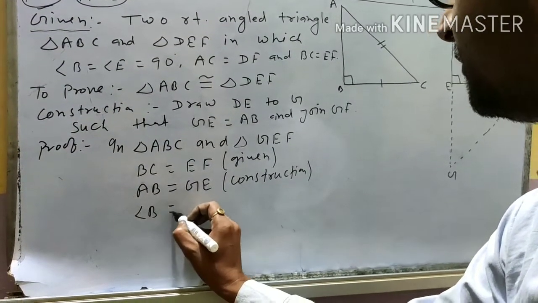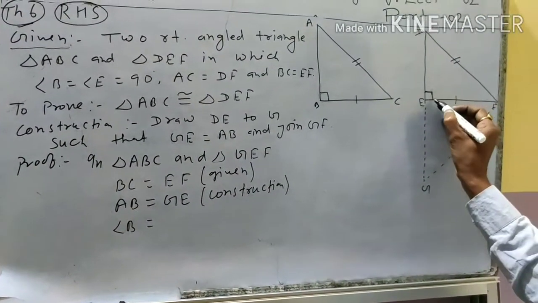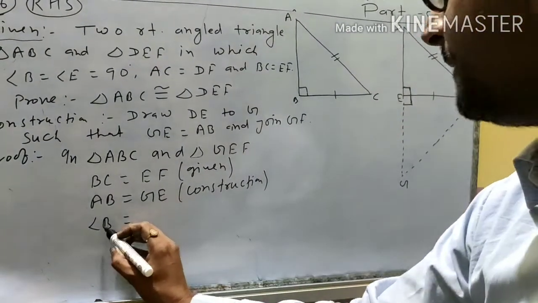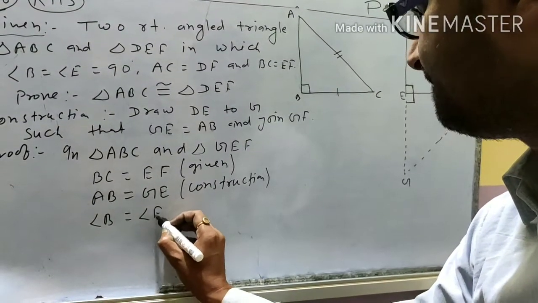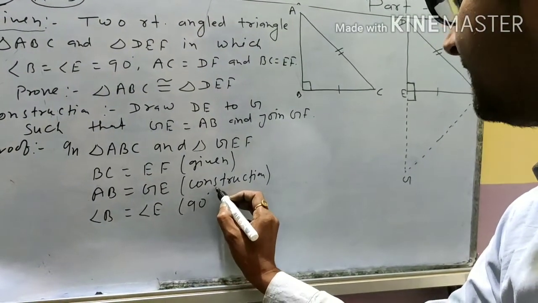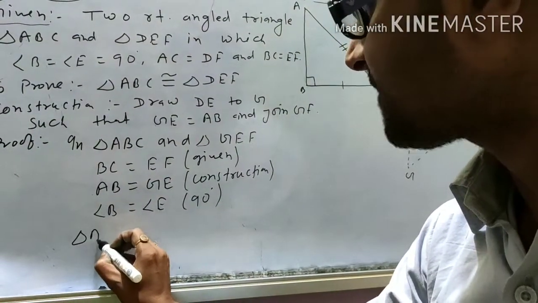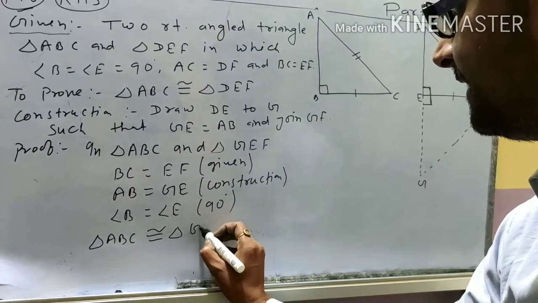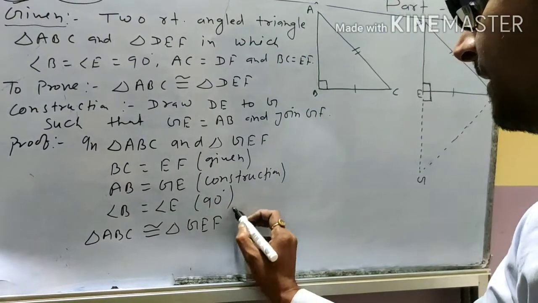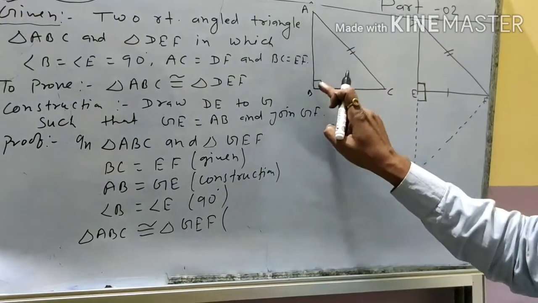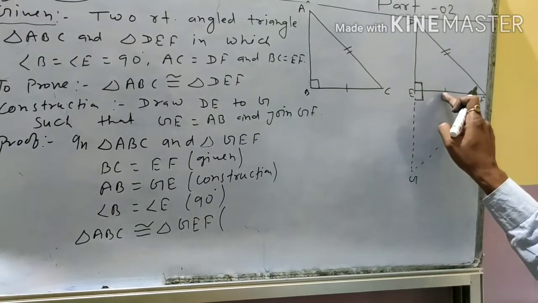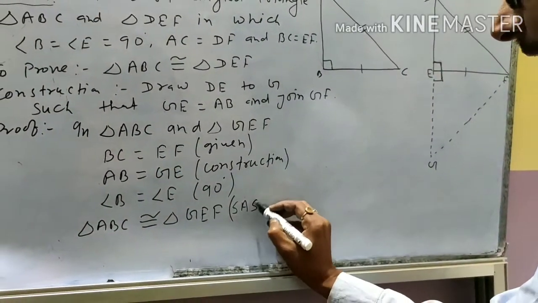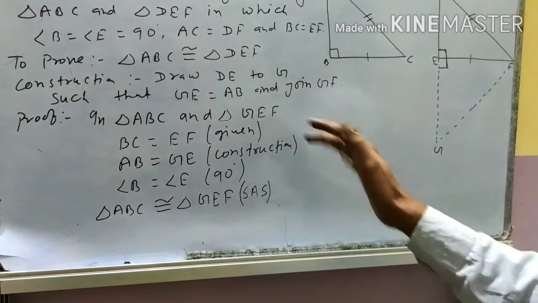And the last one is angle B. We know that this angle is 90 degrees, and this is a straight line, so this angle is also 90 degrees. So angle B is equal to angle E, 90 degrees. So triangle ABC is congruent to triangle GEF. The criteria is side angle side, so we can write here side angle side criteria. These two triangles are congruent.